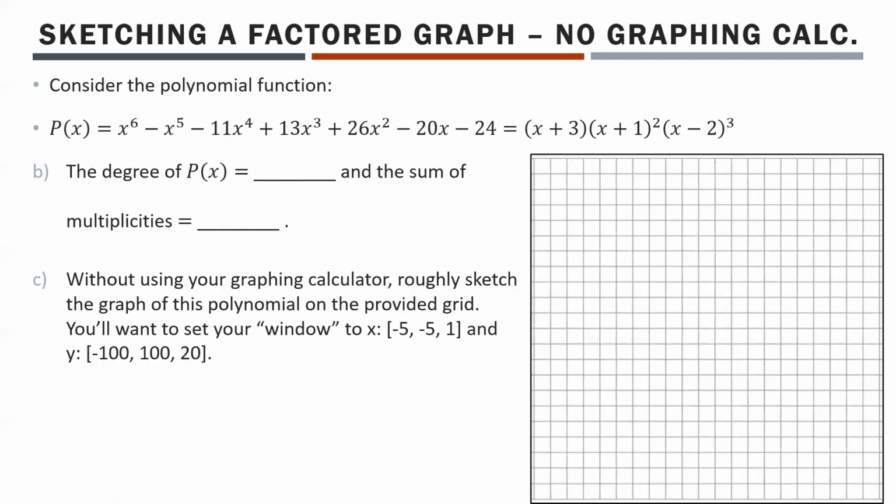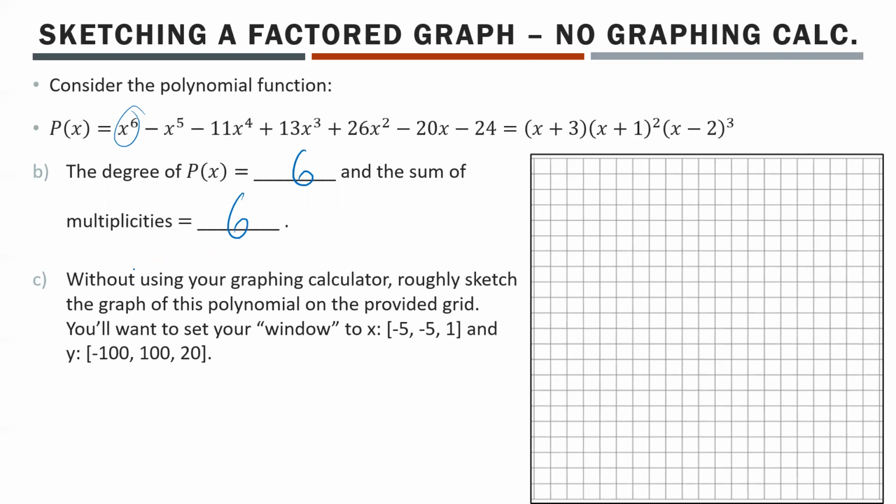So let's first talk about the degree of p of x and the sum of its multiplicities. Well, again, you can tell the degree of p of x simply by looking at its unfactored form. It has a degree of 6. And the sum of multiplicities, well, 1 plus 2 plus 3, that is also 6. Those two numbers always have to be the same.